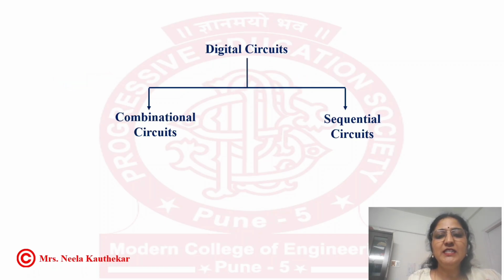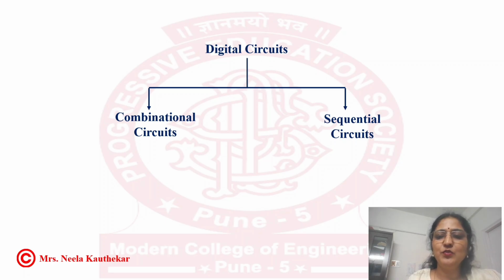Basically, digital circuits are divided into two parts, combinational circuits and sequential circuits. Combinational circuits are the circuits whose output depends on the given input only. And in a sequential circuit, the output depends on the given input and the previous or past stage output.